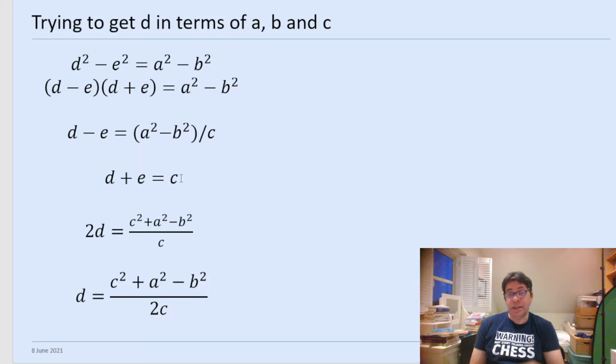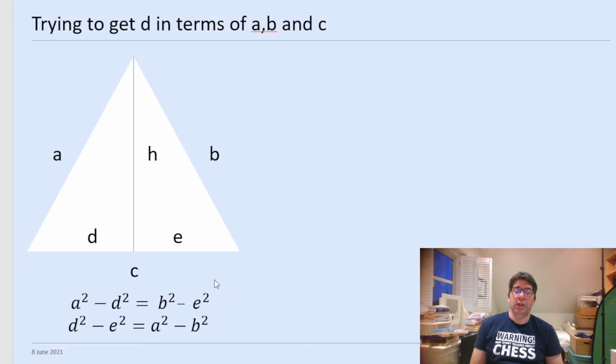C is c squared over c, common denominator. So we get 2d equals c squared plus a squared minus b squared over c. Divide both sides by 2. D equals c squared plus a squared minus b squared over 2c. This is a major achievement, because what we've done is we've managed to express d in terms of a, b and c, which is one of the things we wanted to do.